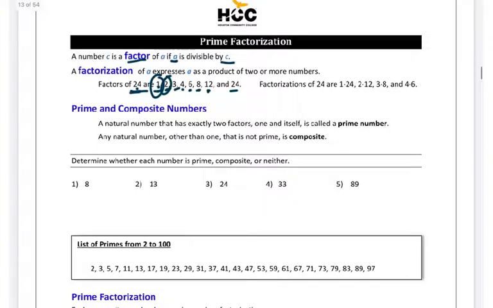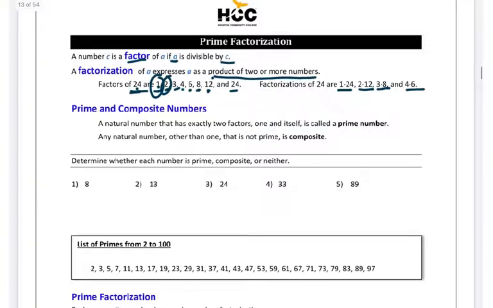Now factorization is when we write it out in such a way as 1 times 24 is 24, 2 times 12 is 24, 3 times 8 is 24, and 4 times 6. So what we mean here is we say factorization of A expresses A as a product of 2 or more numbers. So when we write something as a factor, we're breaking it down as what times what times what is the value.